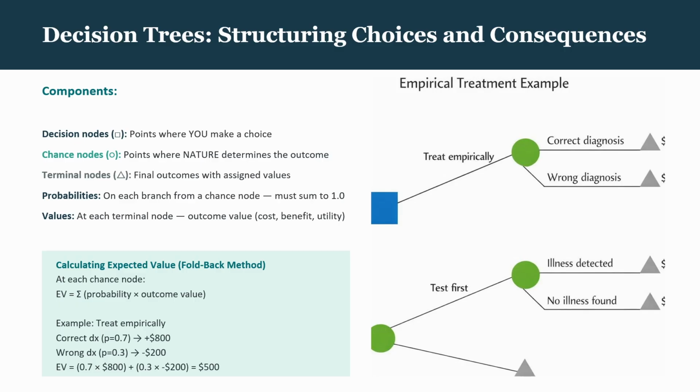In our example, empirical treatment has an expected value of positive $500. Whether this is better or worse than the alternative, testing first, depends on the expected value of that branch. If testing costs $150 and correctly identifies the diagnosis in 95% of cases, leading to either treatment with recovery or appropriate switching of therapy, you'd calculate that branch's expected value and compare. The tree makes the comparison explicit and auditable.